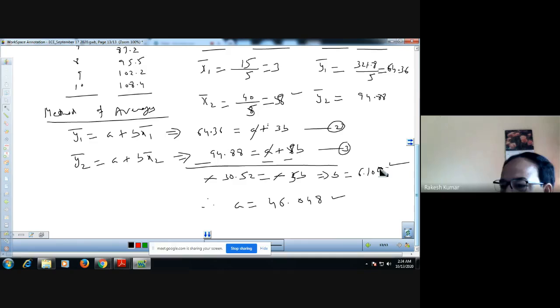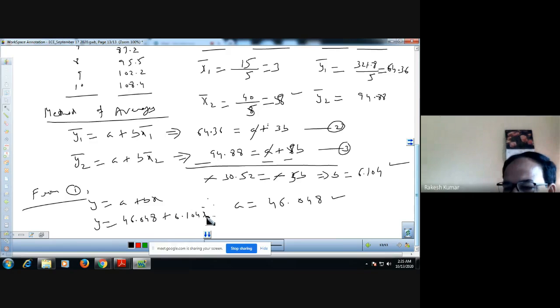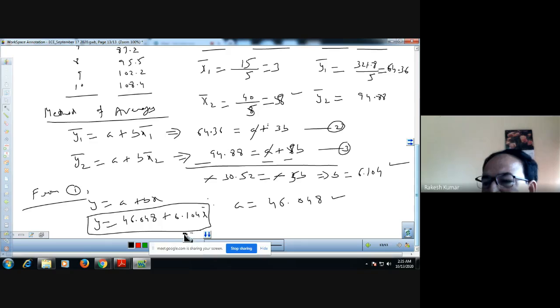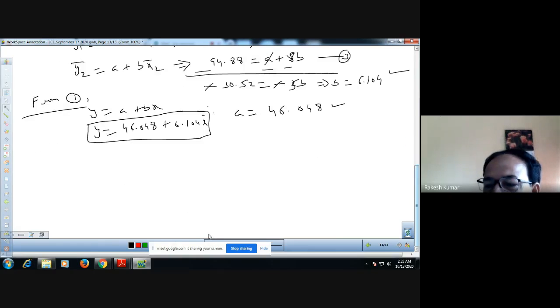This is your a, this is your b, and you just put the values in equation number 1. And what was that? That was y equal to a plus bx. So what is a? That is 46.048 plus 6.104x. So this is your required equation of a straight line. This is the procedure to find out the curve fitting of a straight line to the data. Data values were given to us.